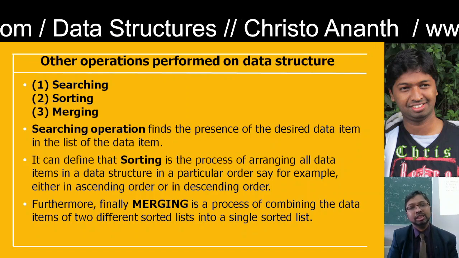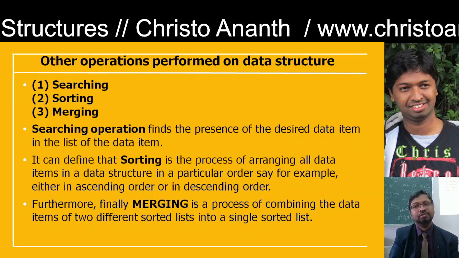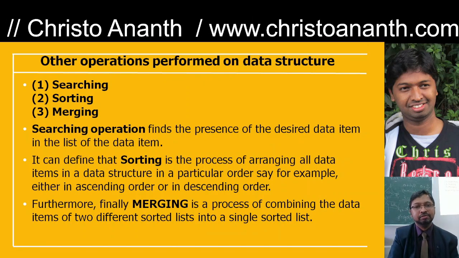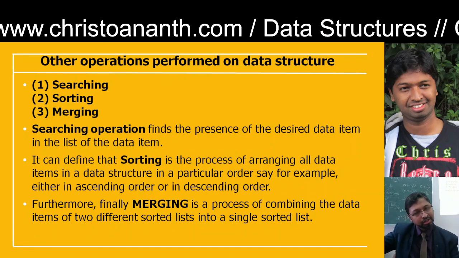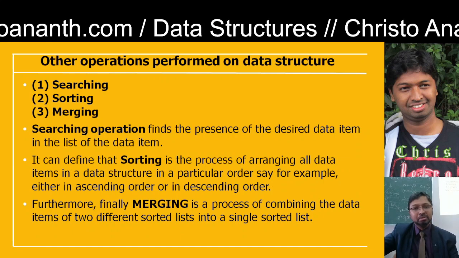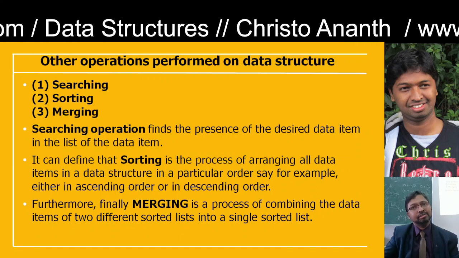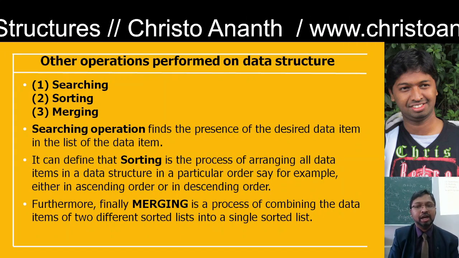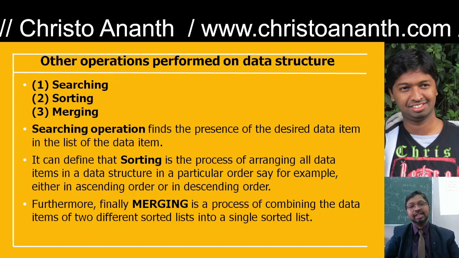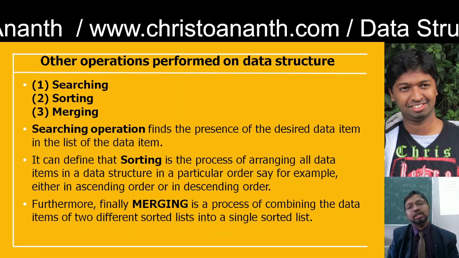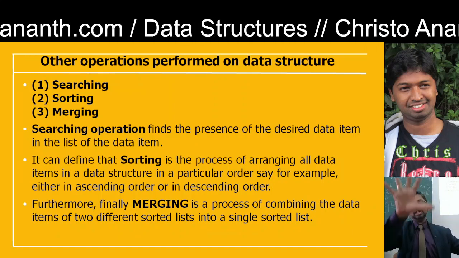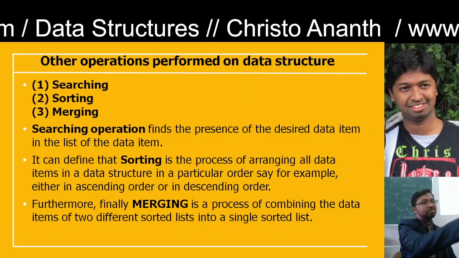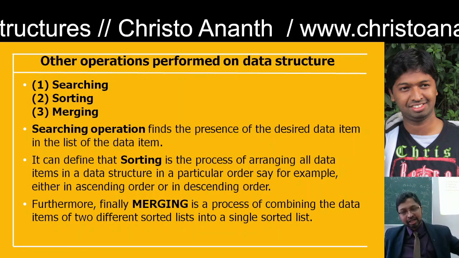Searching, generally you are going to search for the desired data item in a particular list of data items. Then you'll have sorting, of course, ascending or descending. So you can order the particular values as well. And finally merging, you're going to combine the data of two different sorted lists into a single sorted list. You sort this one, sort this one, sort this one, and combine everything.